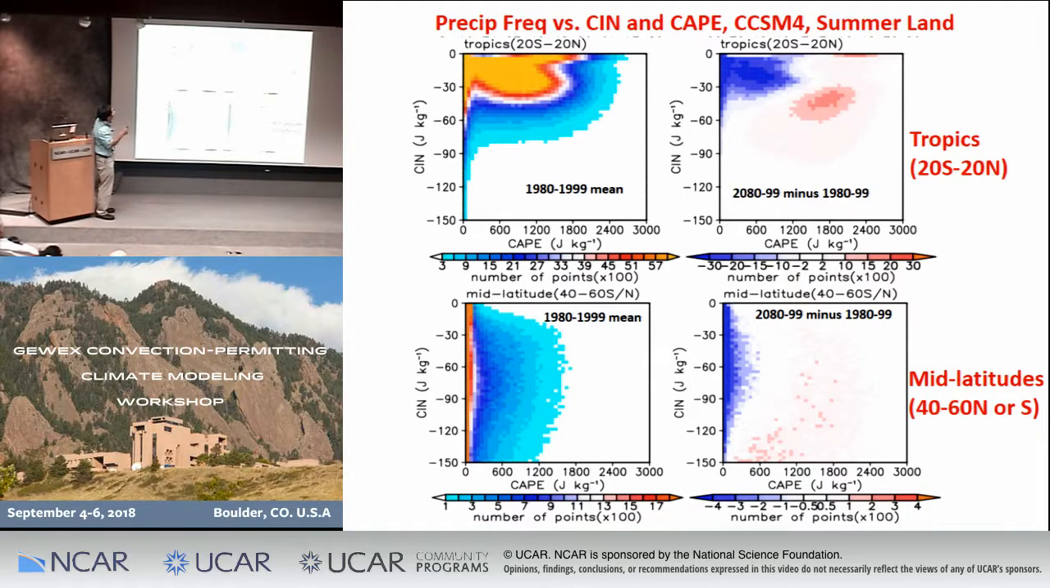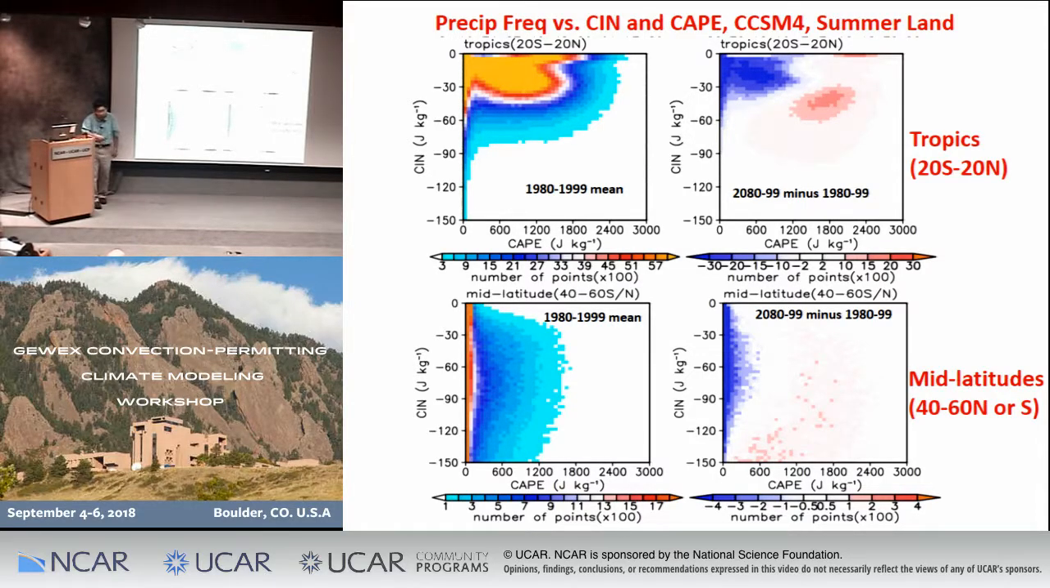So this is precipitation here defined as the daily precipitation exceeding 1 millimeter per day, so all types included. This is the current frequency, and this is the future change. This says that in the future climate, precipitation will become less frequent for low CAPE and low SINE, but there will be more frequent precipitation events for higher SINE and higher CAPE. For the tropics, a little bit slightly different regime, but also shifted this way.